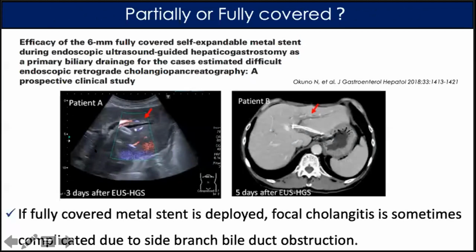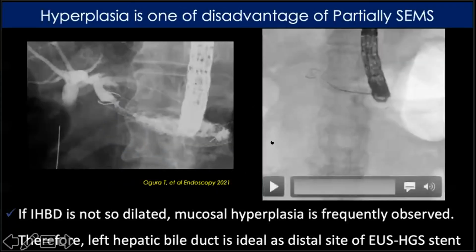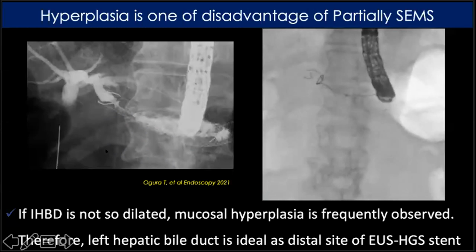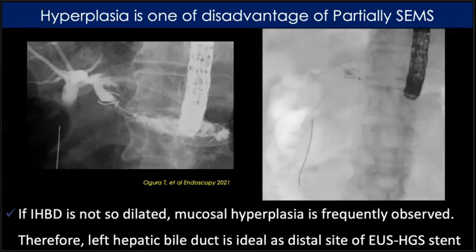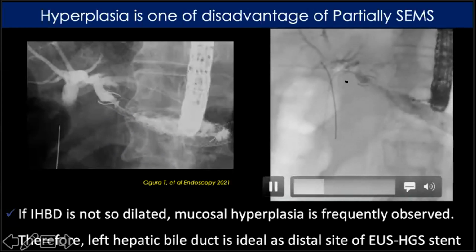Next, I'd like to talk about partially or fully covered metal stents. As you know, if a fully covered metal stent is deployed, focal cholangitis can sometimes be a complication due to side branch bile duct obstruction. On the other hand, hyperplasia is one of the disadvantages of partially covered self-expandable metal stents, as Dr. Park mentioned. Therefore, the hepatic bile duct, which is usually the dilated bile duct site, is ideal for the distal end of the EUS-HGS stent.